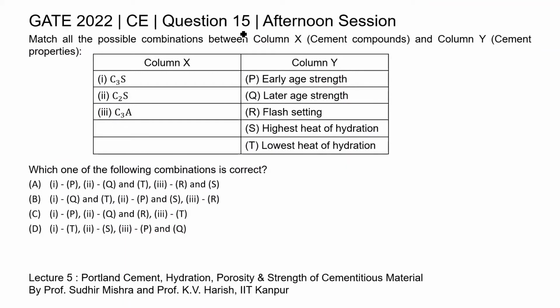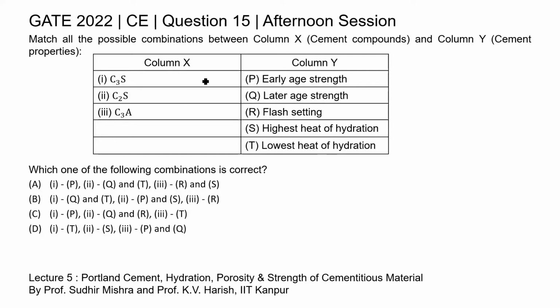This is question 15 of civil engineering paper of GATE 2022 afternoon session. Match all the possible combinations between column X, cement compounds, and column Y, cement properties. Column X: C3S, C2S, C3A. Column Y: early age strength, later age strength, flash setting, highest heat of hydration, lowest heat of hydration. Which one of the following combinations is correct?